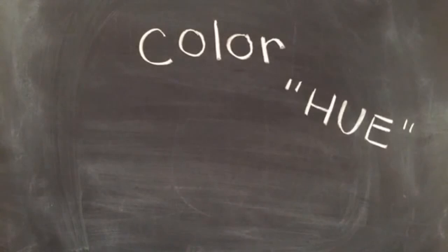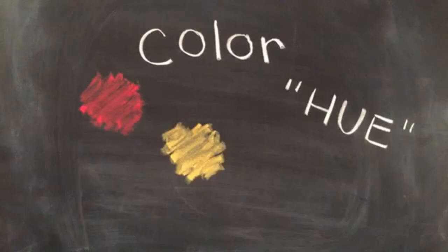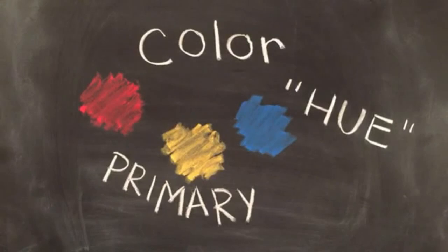Color, also known as hue, is created when light reflects off objects. There are 3 true colors known as the primary colors: red, yellow, and blue. All other colors are a result of the primary colors mixing together.